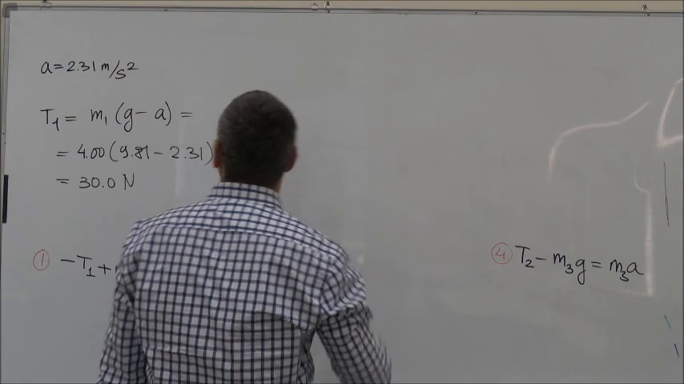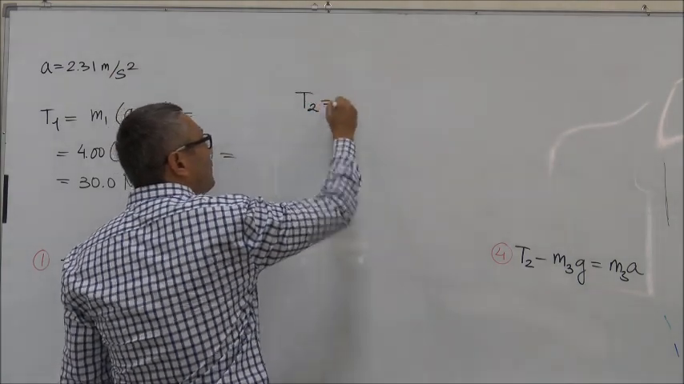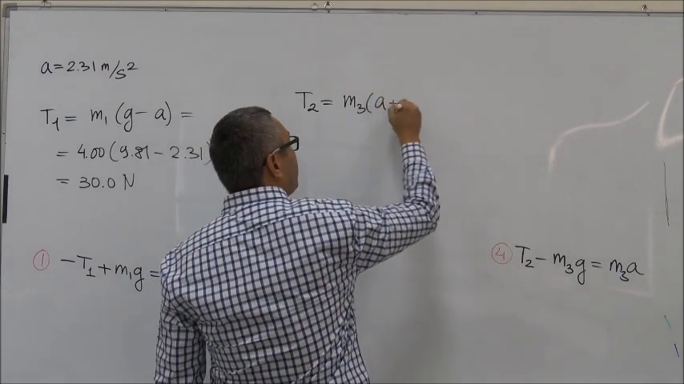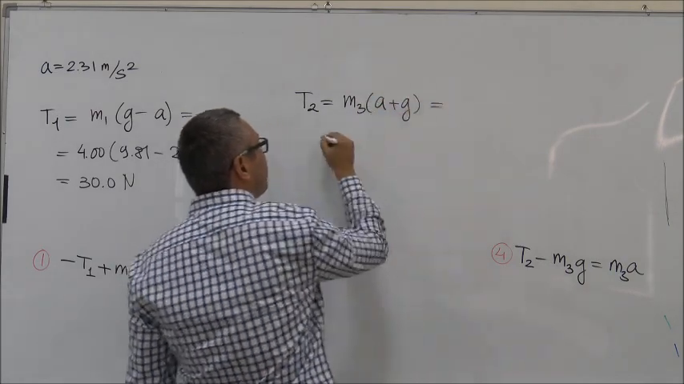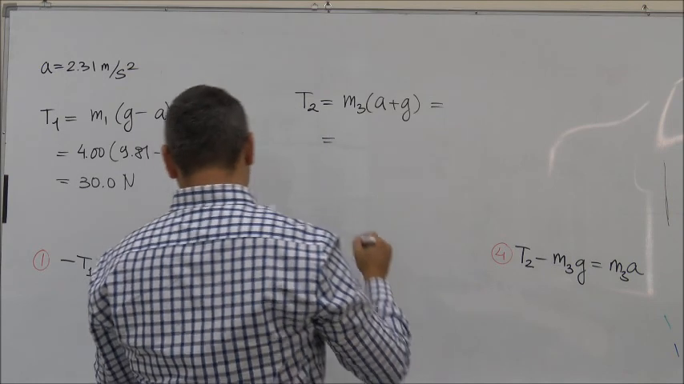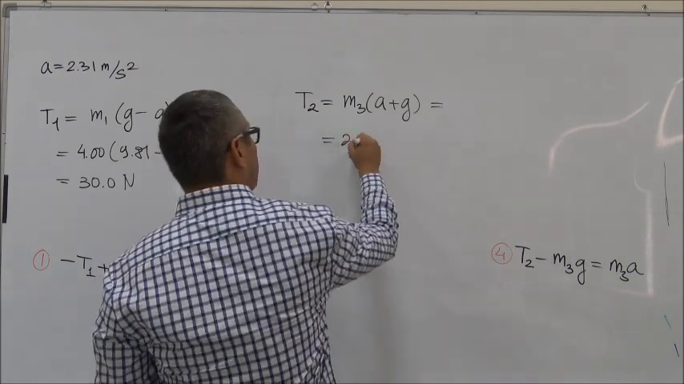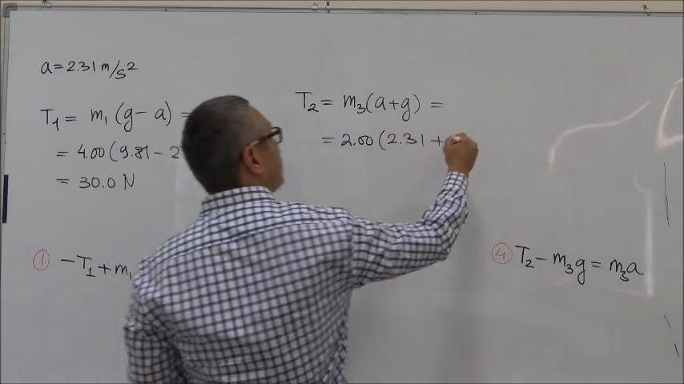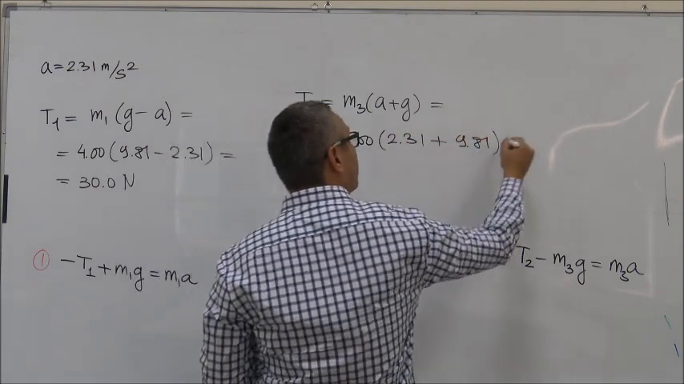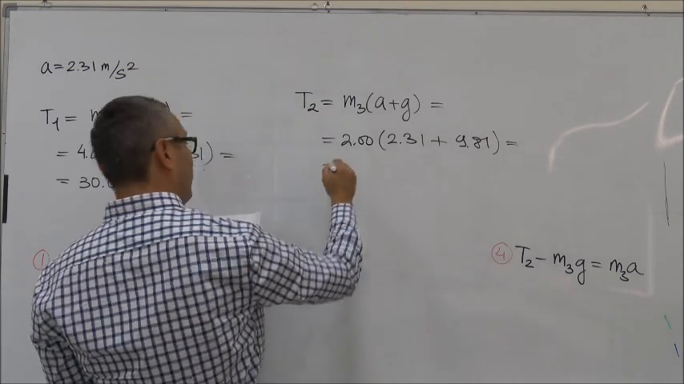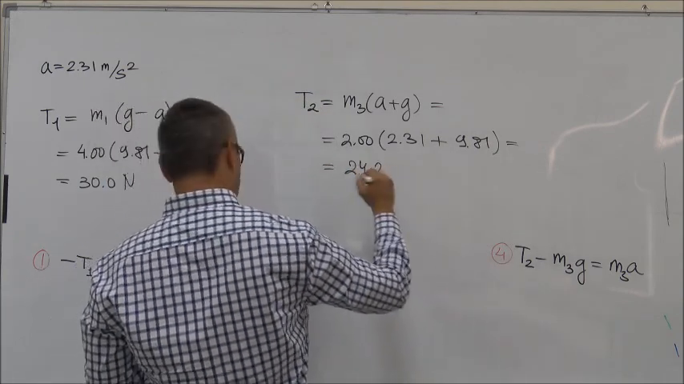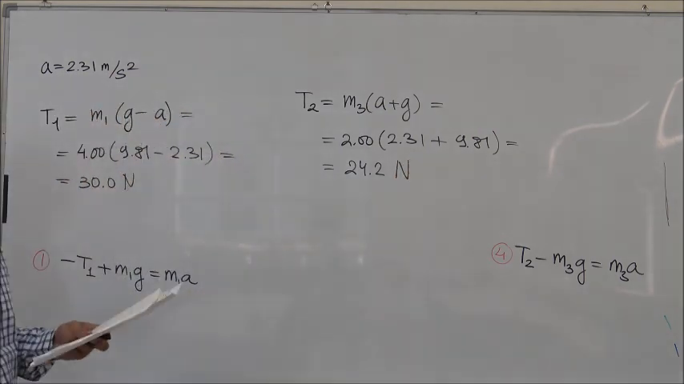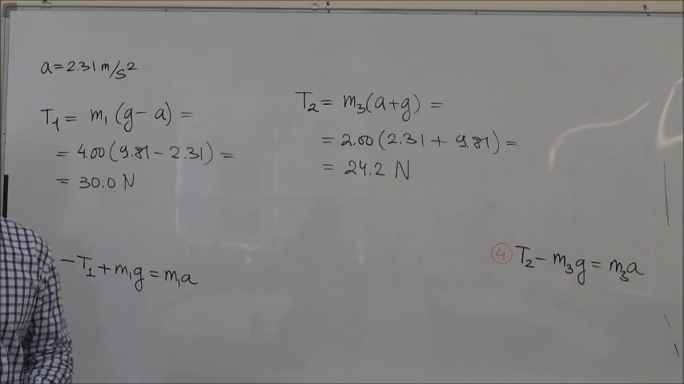Now let's look at tension 2. Tension 2 is equal to M3 times A plus G. So M3 is equal to 2 kilograms, acceleration 2.31 plus 9.81, and this gives you 24.2 newtons. And this is the answer to part C of the question.